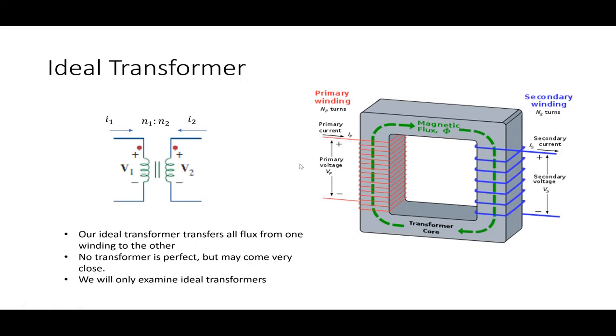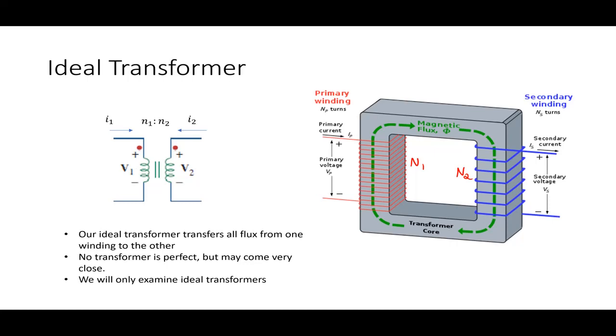All right, so the ideal transformer is what we're going to focus on, and the symbol for the ideal transformer is what is shown right here on the left. We said we had N1 turns over here and N2 turns over here. On the primary side, I'm going to call the voltage V1 and the current I1, and the voltage V2 and the current I2.